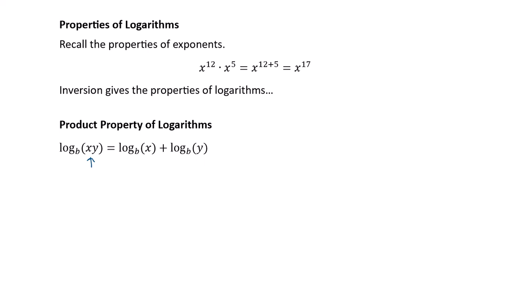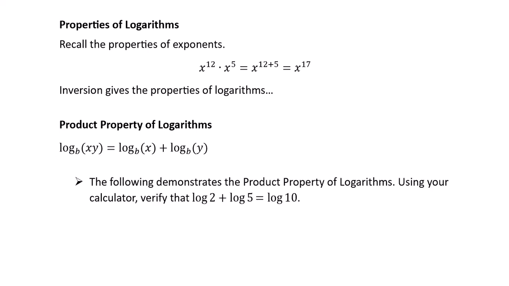Also, if we have two separate logs of the same base that are being added, we can write it as a single log and multiply the arguments. The following demonstrates the product property of logarithms. Using your calculator, verify that log of 2 plus log of 5 is equal to the log of 10. You can do this on your regular scientific calculator because the log button there is base 10.